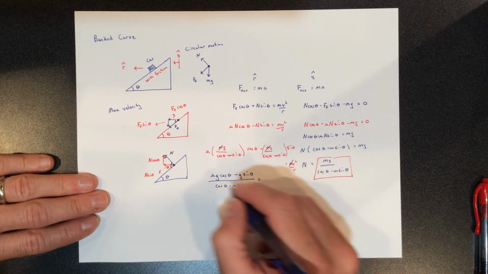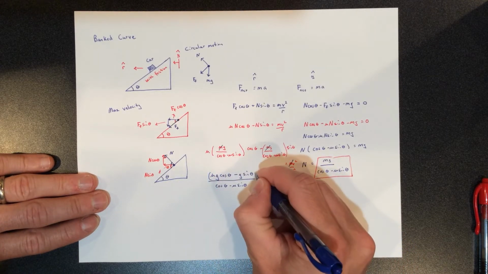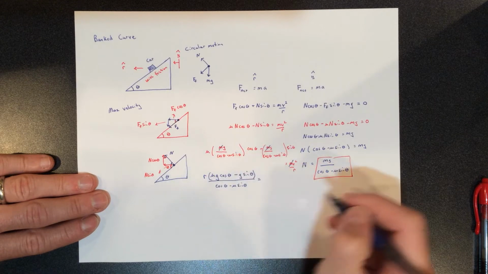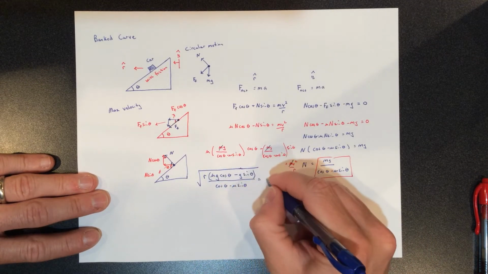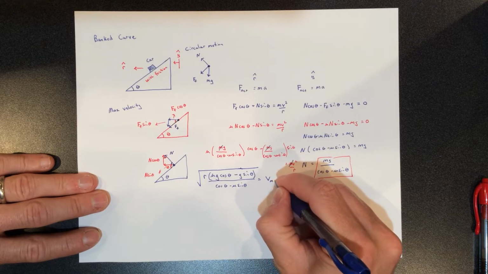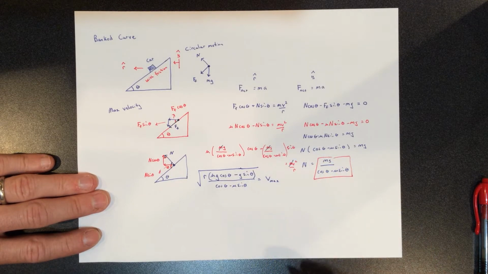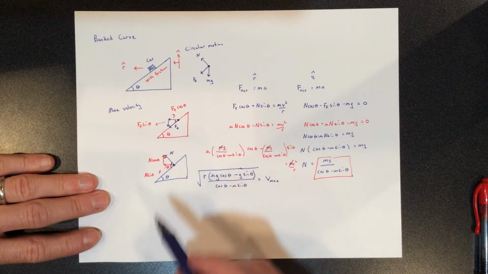So I would multiply both sides by r. That just puts an r in the numerator, and then I would take a square root. And then I get v. That's the maximum velocity you can go. If you go any faster than that, you're going to go off the ramp.